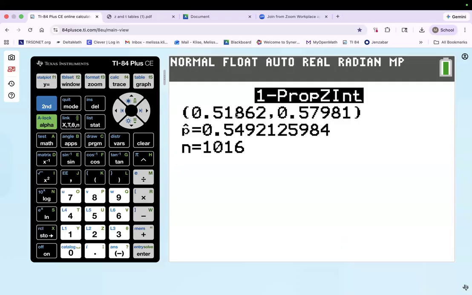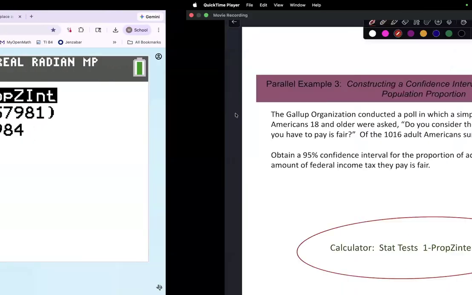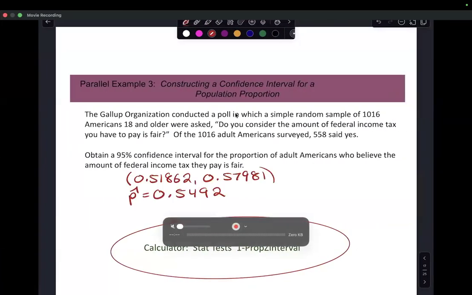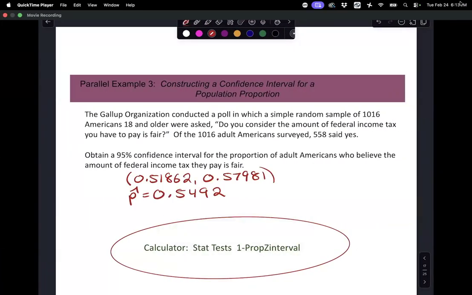All right, I'm going to pop back over to my other screen. So they might give you this and ask you to write it as P plus or minus margin of error. Now, my open math will do this to you, and you might not even have the P hat. So I'm going to pretend we don't even have the P hat. They will give you that and say, write this as P plus or minus margin of error.